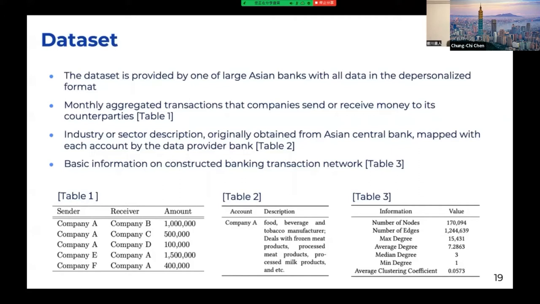So this indicates there are over 1,700 nodes, bank accounts, in the network. And then the linkages between accounts number more than 1 million.